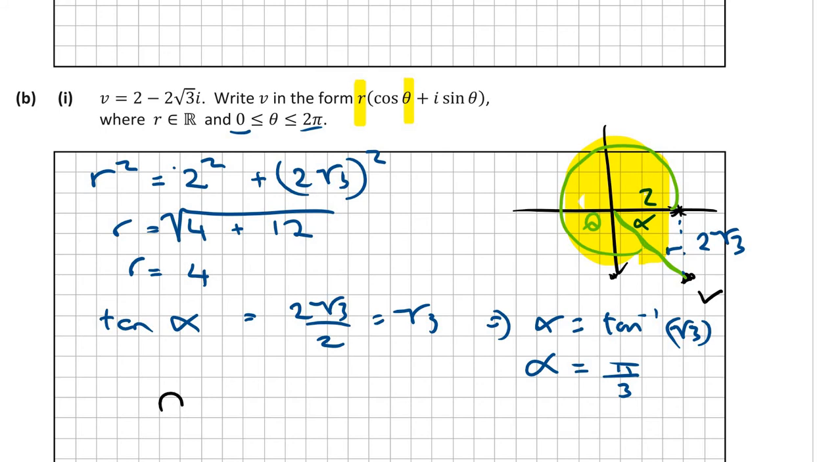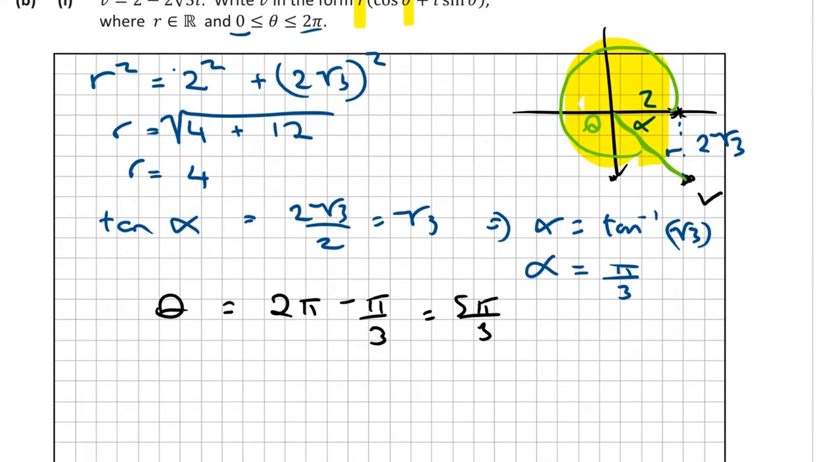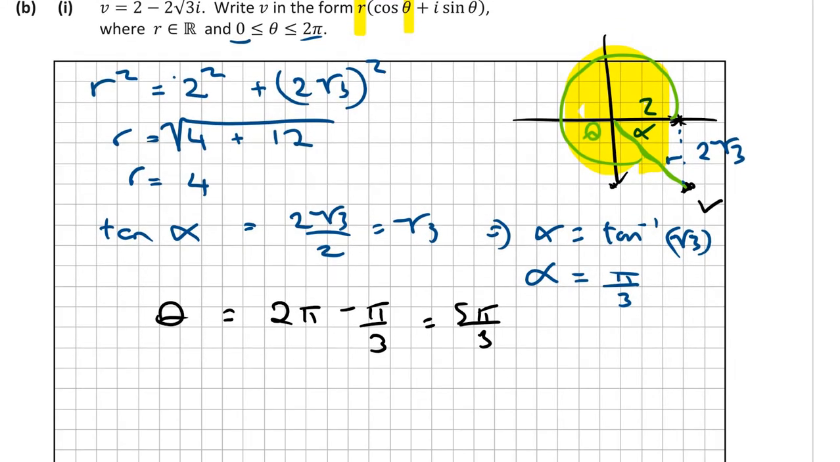So therefore, theta is equal to 2 pi minus pi over 3, which is 5 pi over 3. So I need to write that complex number in polar form. Well, r is just 4. And it's going to be cos 5 pi over 3 plus i sine 5 pi over 3.